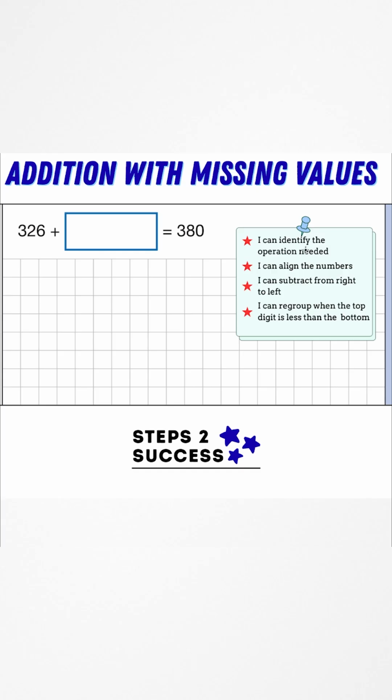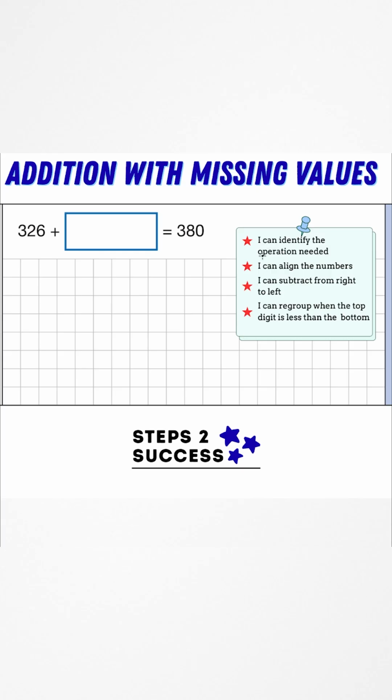First, I can identify the operation needed. I can align the numbers. I can subtract from right to left, and I can regroup when the top digit is less than the bottom. Now, a couple of spoilers in there. However, let's go through the first success criteria.